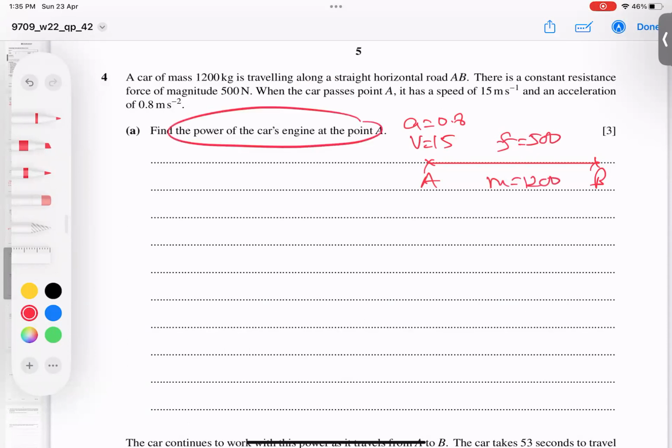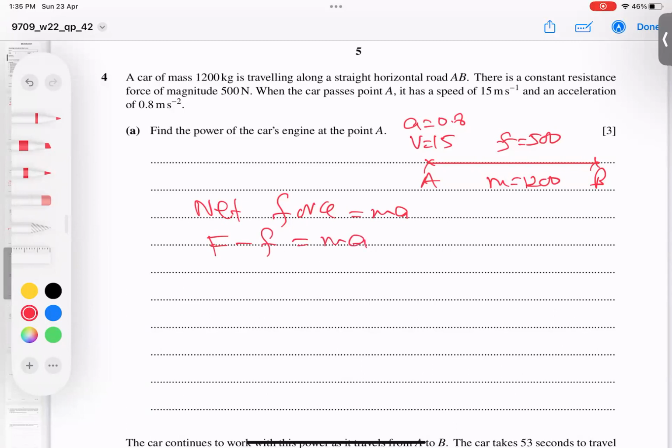We need to find power at A. At A, net force equals MA. And what is the formula? Applied force minus friction force equals MA. But power is a concern, and the power formula is F times V. So if I bring this velocity down, F is equal to power by V. This formula I'm going to use here. So power by V minus friction force equals MA.